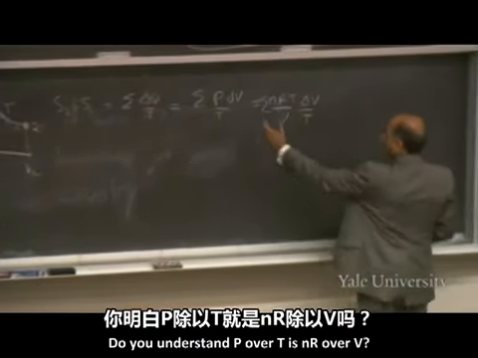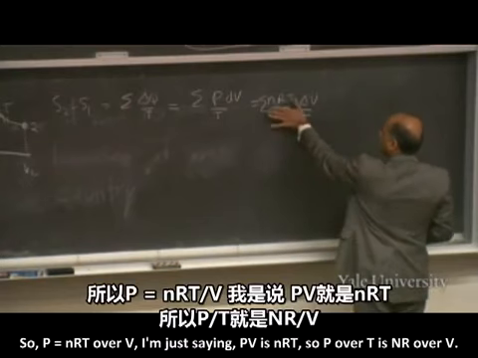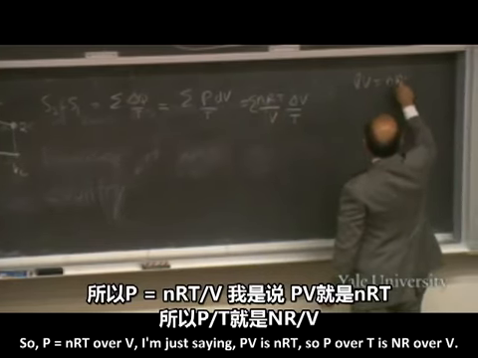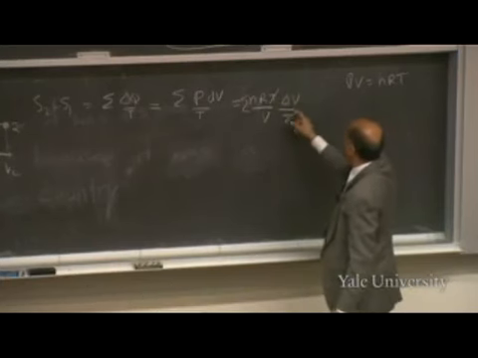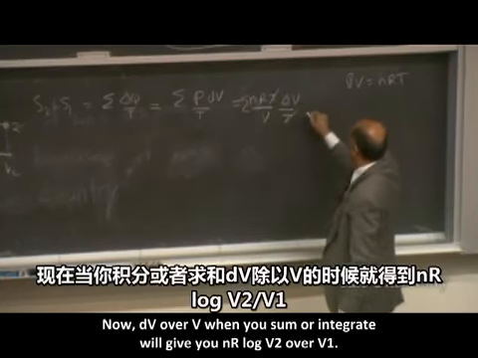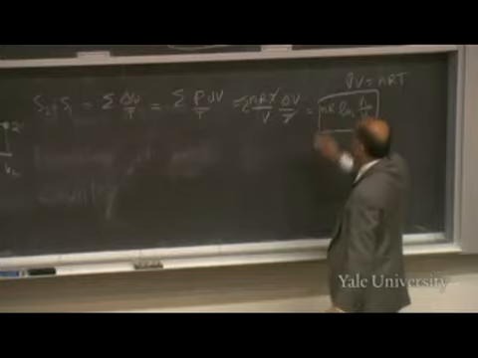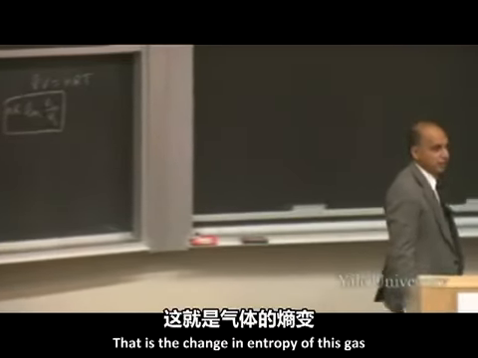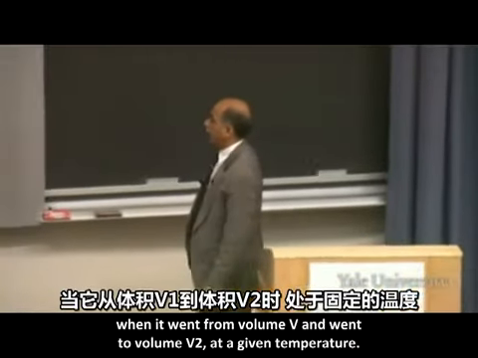You understand? P over T is nR over V. So P is equal to nRT over V. I'm just saying PV is nRT. So P over T is nR over V. Now dV over V, when you sum or integrate, will give you nR log V2 over V1. That is the change in entropy of this gas when it went from volume V1 to volume V2 at a given temperature.